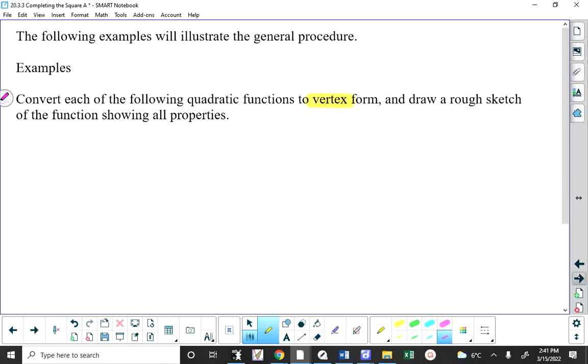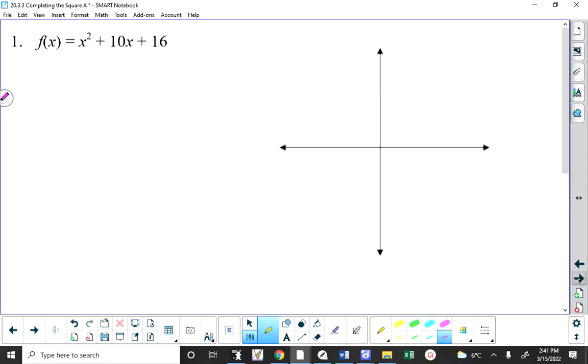So now we can get to the examples, and there is another typing mistake here I noticed, and it's actually in your notes. It says, convert each of the following quadratic functions, and it says to standard form. They are in standard form. We are converting them to vertex form. So here we go. We're doing 4 of these, and that's it. That's what we're doing today.